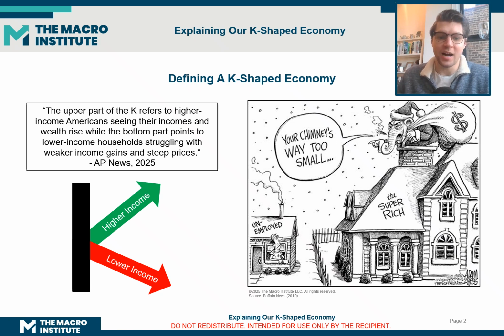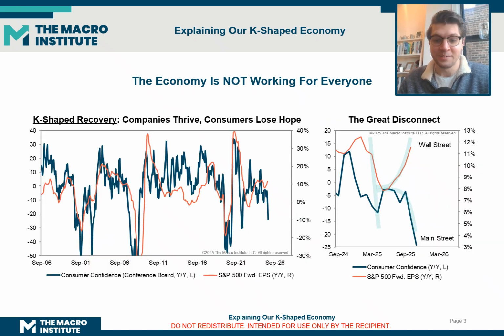And then we have this cartoon from the Buffalo News in 2010, actually. So this has obviously been talked about a lot. You have the elephant Santa with the big bag of money going into the super rich house, looking down on the more modest house, saying their chimney's too small. Just the dynamic of the rich, the super big house, things are going well for them. And the unemployed, in this case in the more modest house, are not getting any gifts from Santa. Okay, so frankly, the economy is not working for everyone.